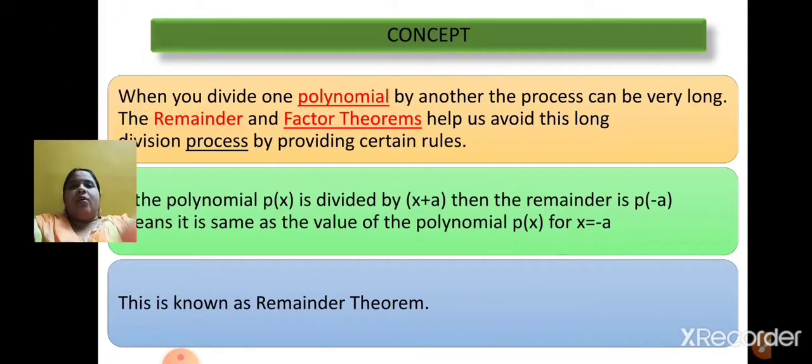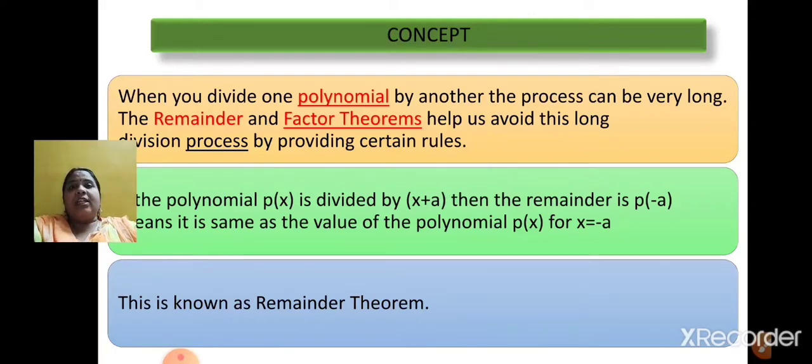Now, when you divide one polynomial by another, the process can be very long. This I have told you, what you have learned in 8th standard, the long division method. The process was very long. In order to find a shortcut method, we have these two theorems, the remainder theorem and the factor theorem, which help us avoid this long division process by providing certain rules.